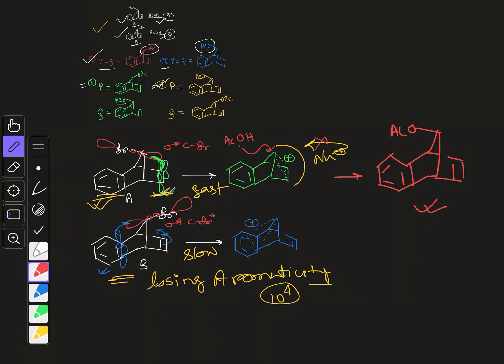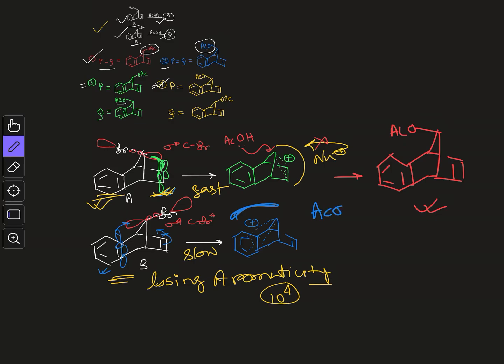Whereas in the next case, you will see that this particular side is blocked by the participation of this benzene ring. So now the acetic acid can only approach from this side, right? If it approaches from this side, what product will you get? You will get a product like this one. From this side the OAc will come and you will get back your aromaticity. So this is your product. This is product P and this is product Q.